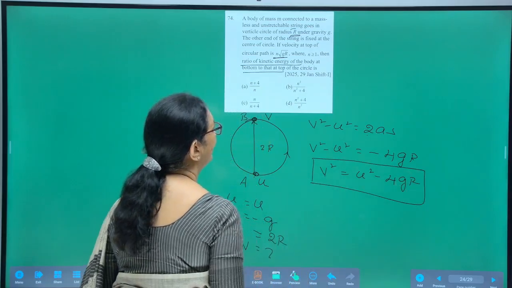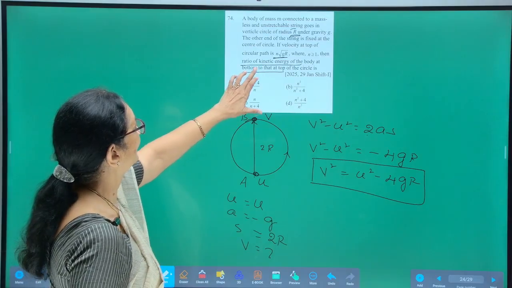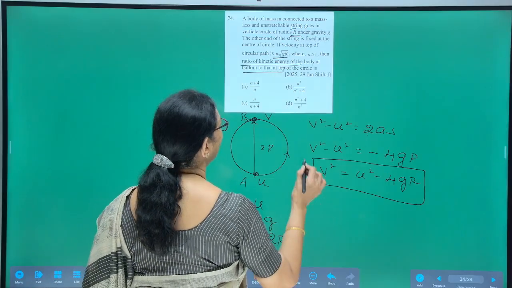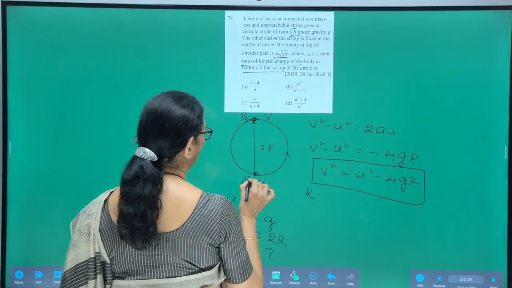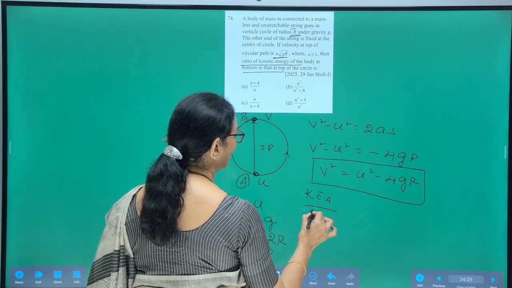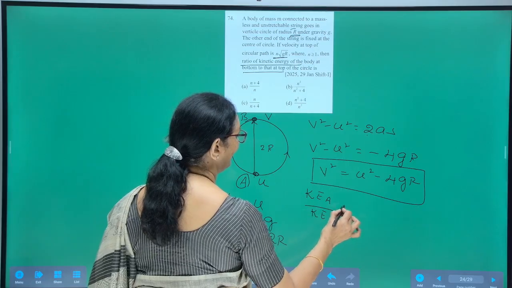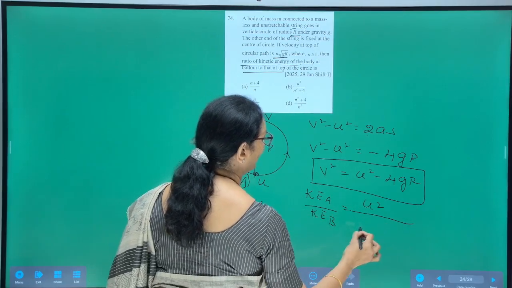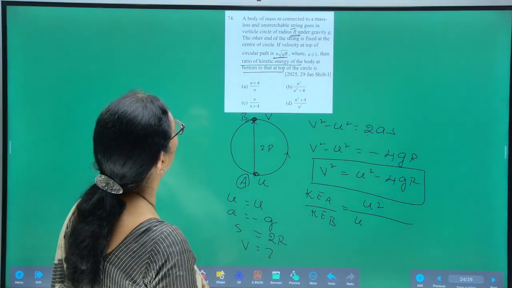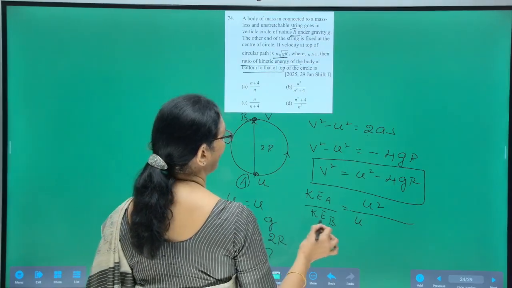So, now what is asked? Ratio of kinetic energy at the bottom. So, the ratio of kinetic energy at the bottom point A to kinetic energy at B is equal to u square by, what is given? Velocity at the top is given.